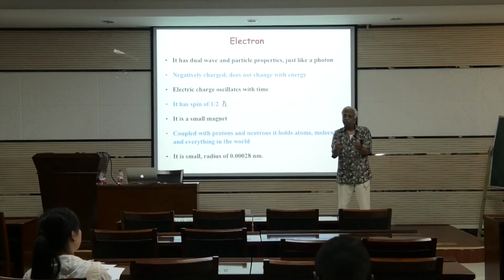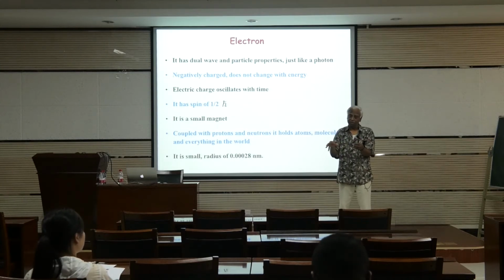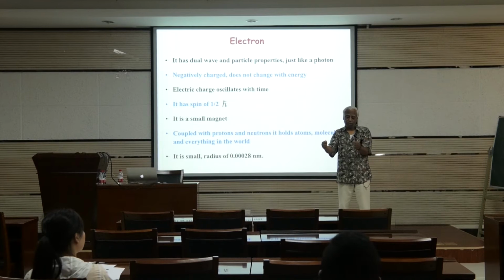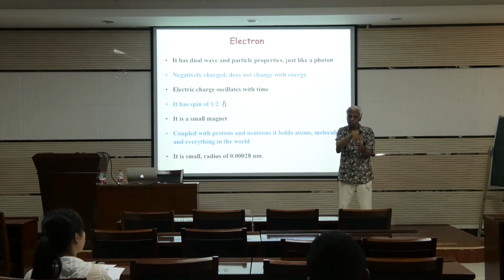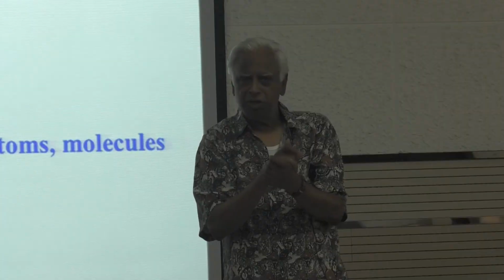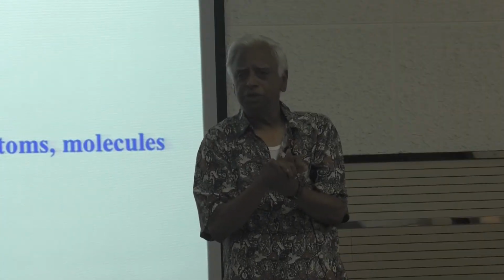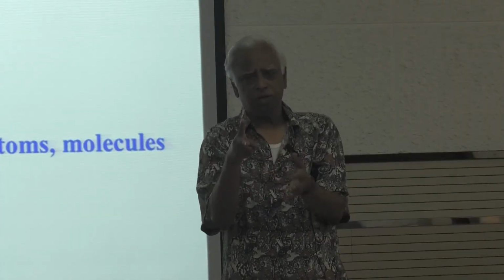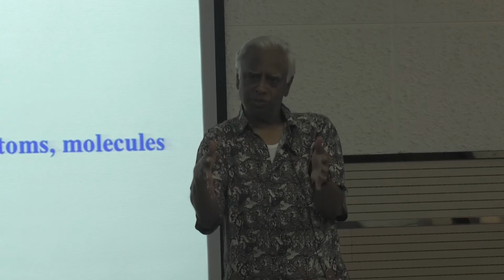That attraction is what is holding the molecule. A molecule is made up of a whole bunch of atoms, and these atoms are held together by the electrons. Although they are negatively charged, that negative charge is the one keeping the two atoms close to each other. This is what you might have studied in the Lewis octet rule. You must have studied that two pairs of electrons are holding the two things together.